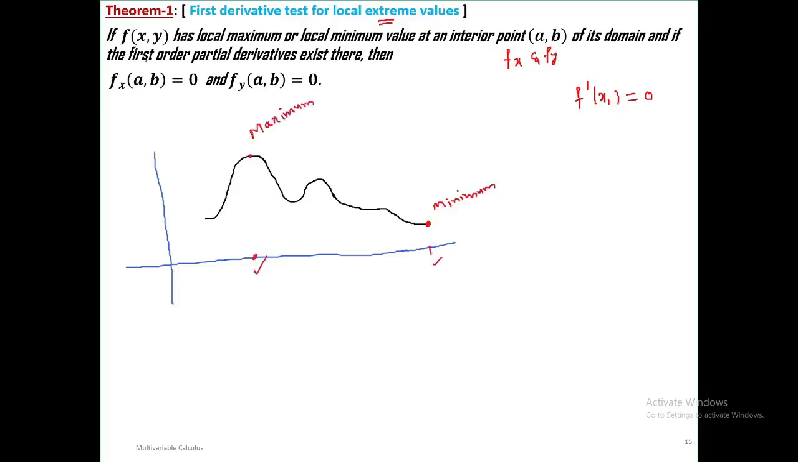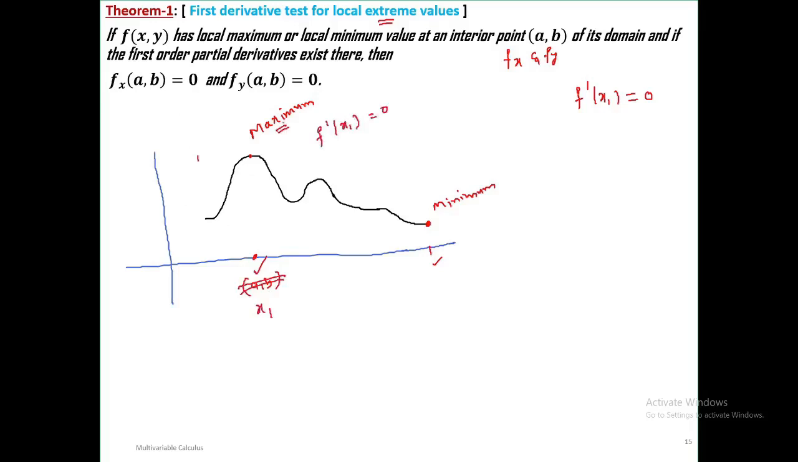So what the theorem says: if f of x and y has a local maximum or local minimum value at an interior point a comma b of its domain, and if the first partial derivatives exist there and they vanish, at a point let's say a comma b, then look at one dimension first. For example, if it is x1, at this point x1, f dash of x1 is 0, right? f dash of x1 is 0.